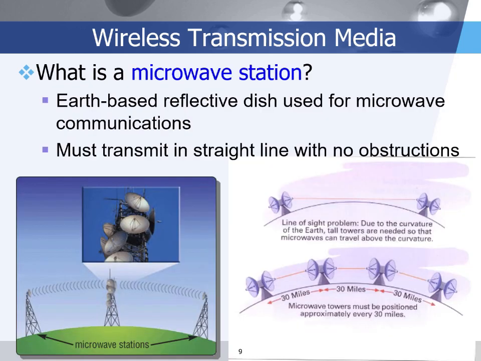A microwave station is used for straight-line communication, and it is also used for long-distance communication. We can have microwave station towers where you set up the sender and receiver on top of the tower to prolong the distance of the communication. This type of microwave communication must transmit in a straight line with no obstacles.